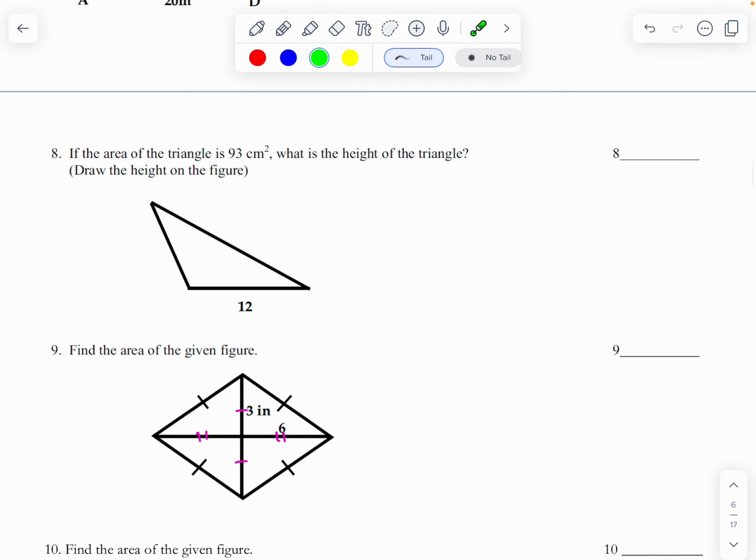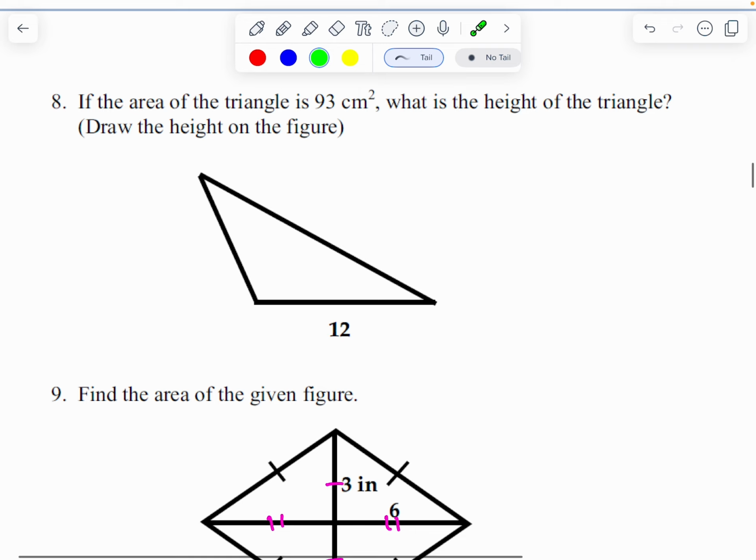So here they tell us that the area of the triangle is 93 centimeters squared, and we're trying to find the height. Now, again, this is where a lot of students get really confused. Some students think, well, if we're looking for the height, that means I have to find this, right? No, that's the length of the longest side. We're trying to find the height, from the tippity top to the ground.